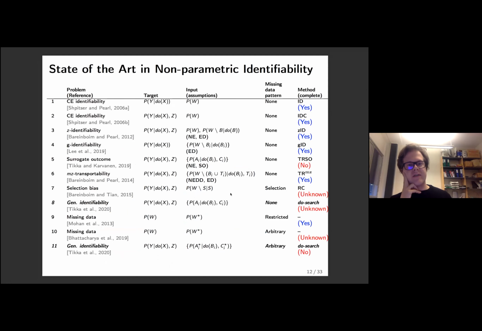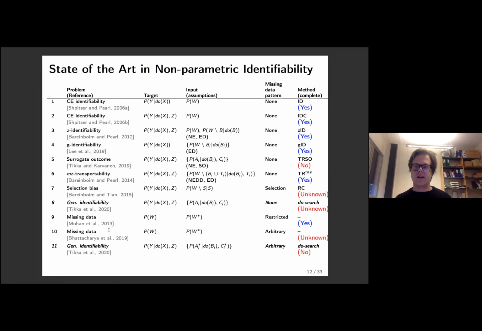So the basic identifiability problem I presented is here in line 1, and it has been extended in various directions. In particular, if you look at rows 7 and 9, you have selection bias and missing data. So the idea is that you describe in your causal graphs how the selection bias arises or how your data is missing, and with that you can then try to discover whether the distribution or a causal effect is identifiable. If you look at the rightmost column, you see in color whether there's a complete procedure for that problem.